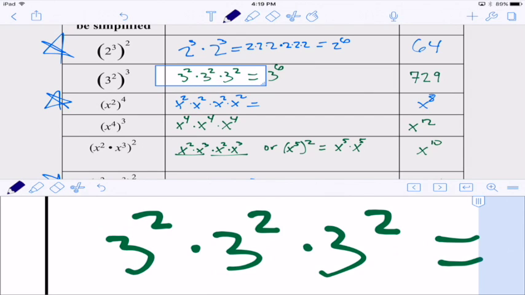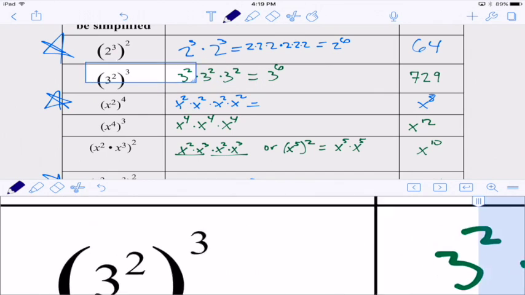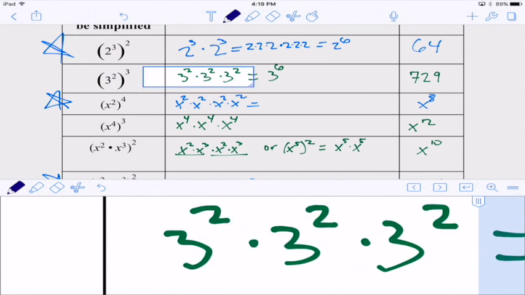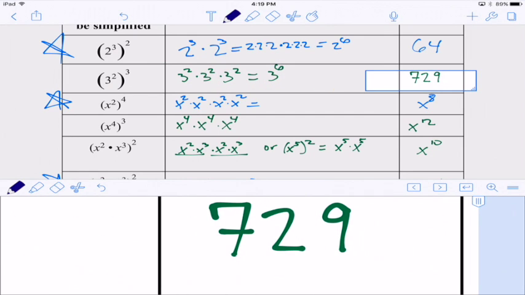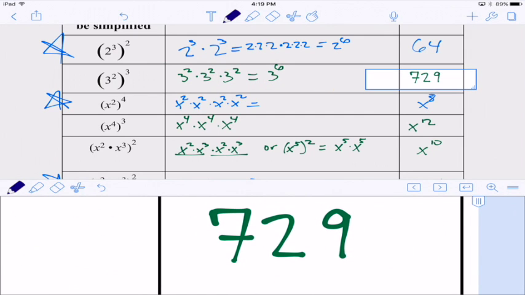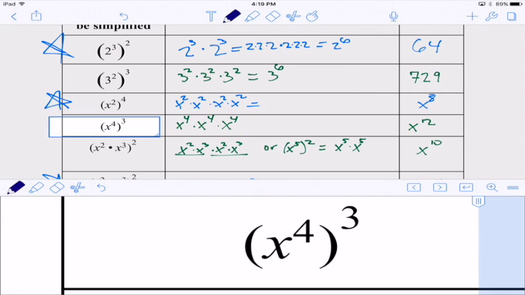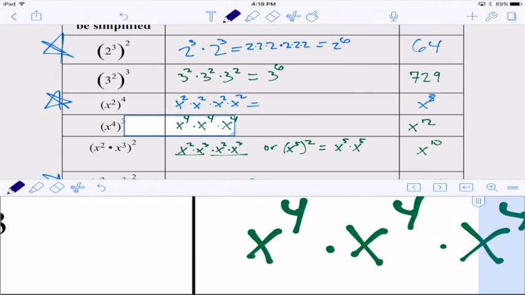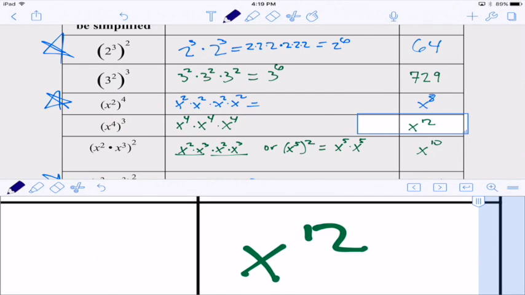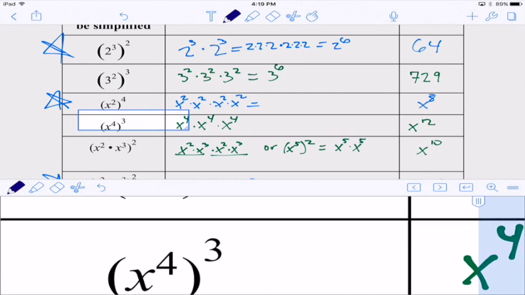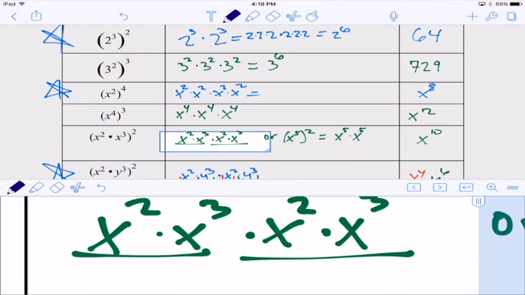Alright, welcome back. So here we go. I did 3 squared 3 different times because that was the 3rd exponent: 3 squared, 3 squared, 3 squared. That gave me 3 to the 6th, which is 729. I had to use my calculator for that, which is fine. I had x to the 4th 3 times: 1, 2, 3. That gave me 4 plus 4 plus 4, x to the 12th. Do you see 4 and 3? I wonder what makes that 12.